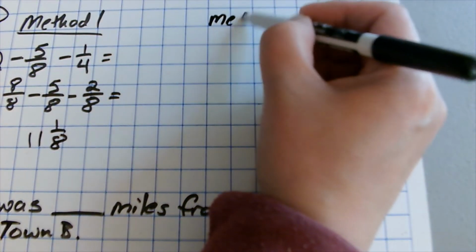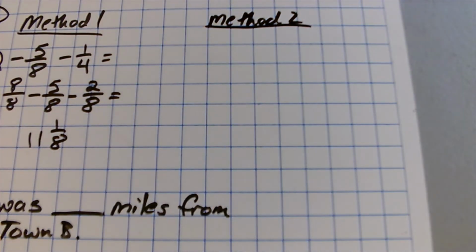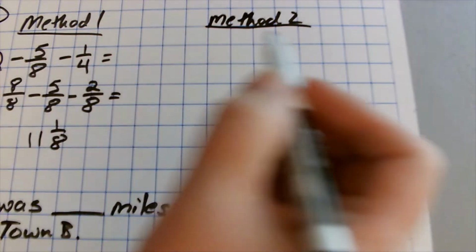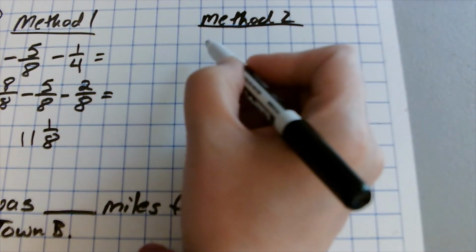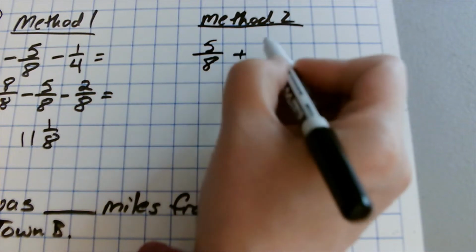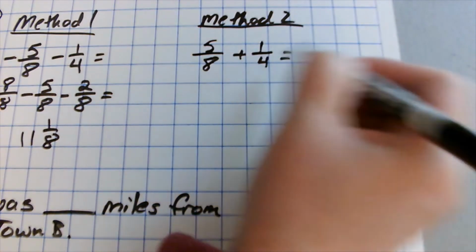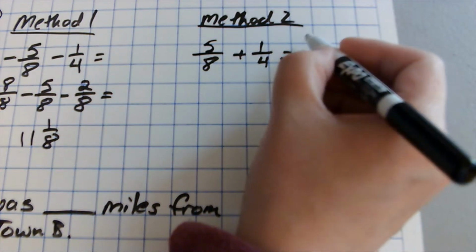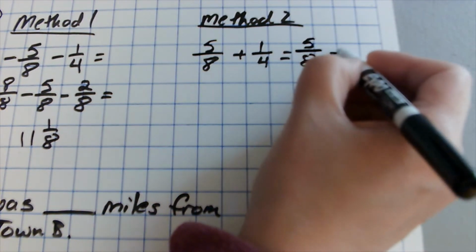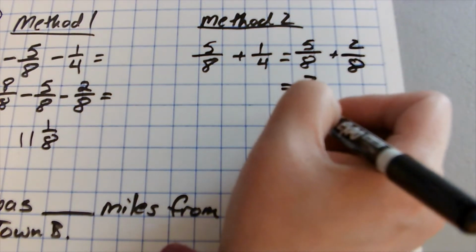Method 2. So with method 2, you're going to add the distance that he traveled and then subtract it from the total. So the first thing to do is to add. We're going to add the 5/8 that he went by bus to the 1/4 he went before the car broke down. And we want to change these both into eighths so that we can add them together. And so we find out that he went 7/8 of a mile.